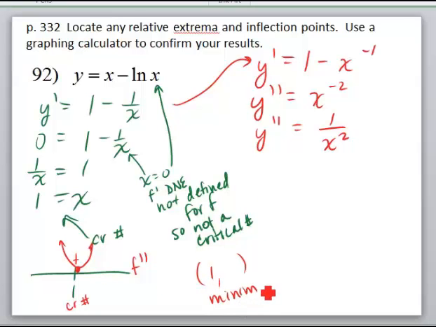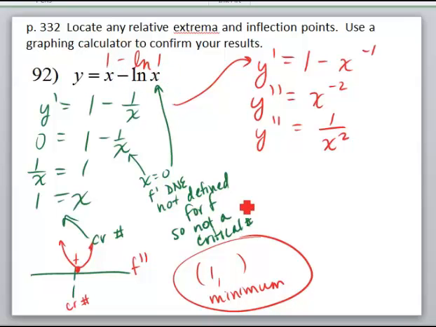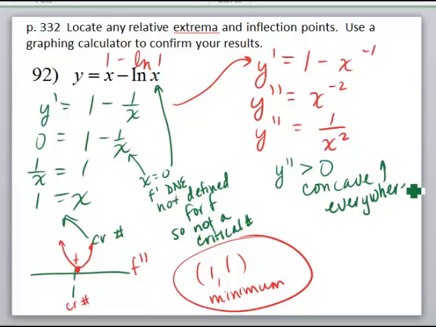You can actually find that point by plugging it back into the original, 1 minus ln 1. Well, 1 minus ln of 1, 1 minus 0 is 1. The only thing else I was supposed to find out is whether there were any inflection points. But no matter what number I put in for x, this is always positive. So the second derivative is always greater than 0, which means it's concave up everywhere. So there will be no points of inflection because it is concave up everywhere.